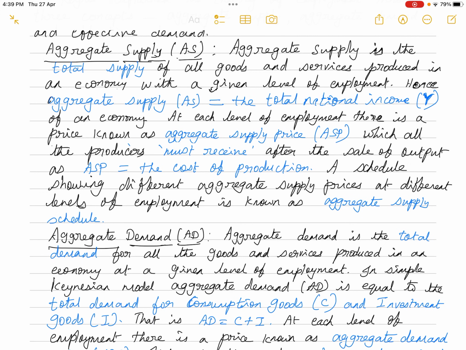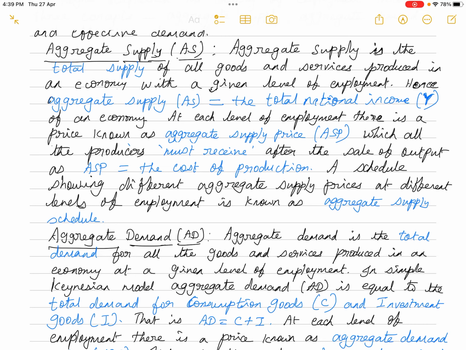So aggregate supply, the abbreviation is AS. Aggregate means total, isn't it? So aggregate supply is the total supply of all goods and services produced in an economy with the given level of employment. Why have I included the words 'with the given level of employment'? Normally, aggregate supply is just the total supply of goods and services.